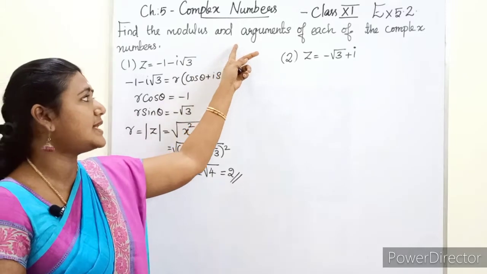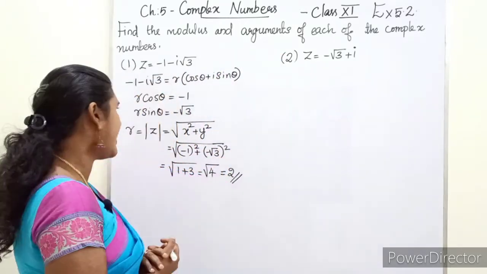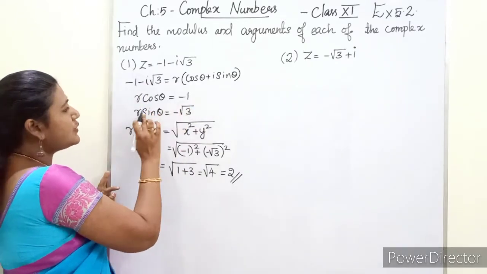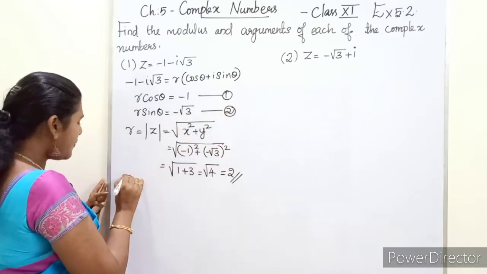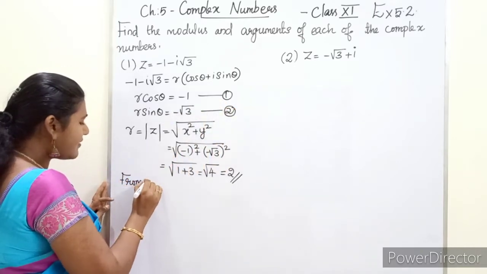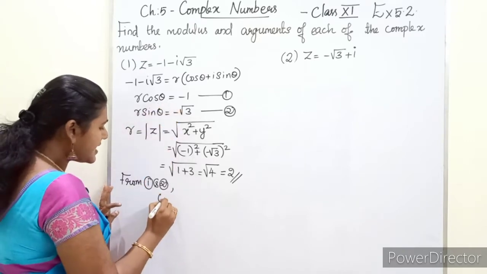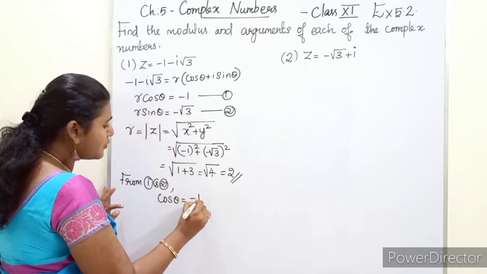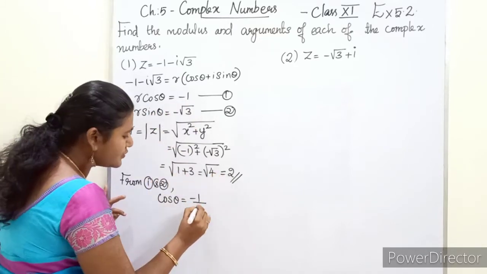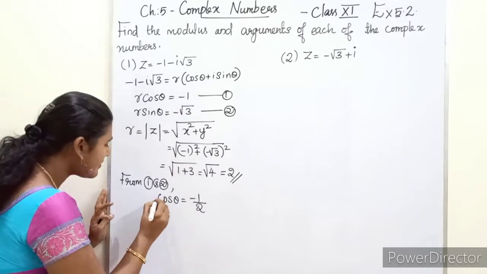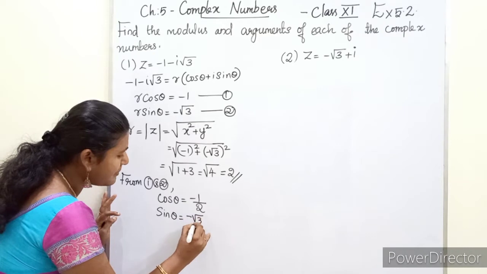Now we have to find the argument. The argument is the value of theta. We will name these two equations as equation 1 and 2. From equations 1 and 2, what are the values of cos theta and sin theta? Cos theta is equal to minus 1 by r, the r goes to the other side. The value of r is 2, so cos theta is minus 1 by 2, and sin theta is equal to minus root 3 by 2.